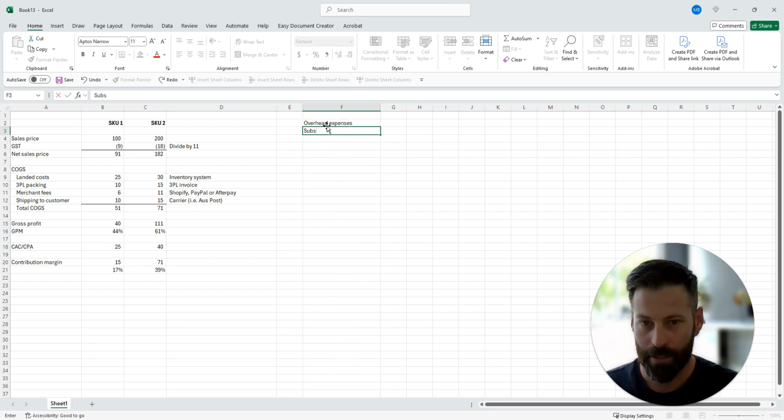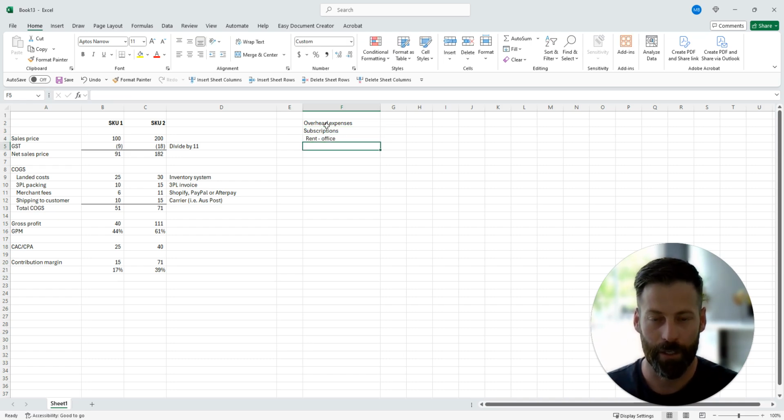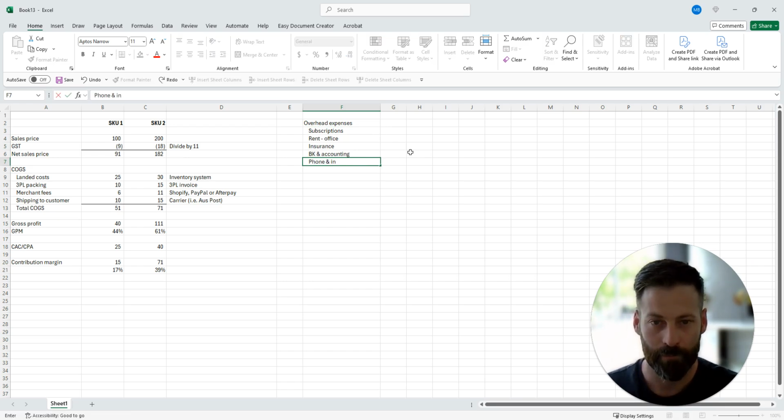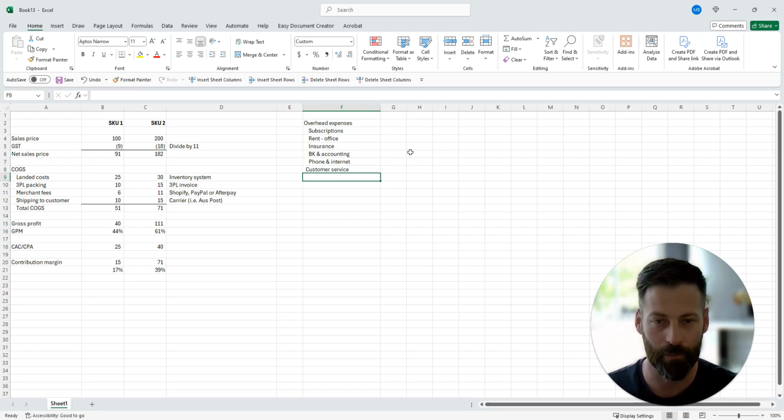the overhead expenses. These are things like subscriptions, might be rent for your office, it might be things like insurance, bookkeeping and accounting. What else is going to be in here? You've got subscriptions, rent, insurance, overheads. I'm blanking. Phone and internet, you know, that sort of stuff. And you've got other, I'm sure there's a laundry list of other things. Customer service is probably the other one I would want to note.